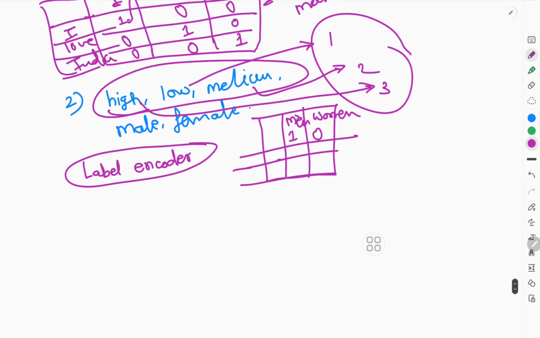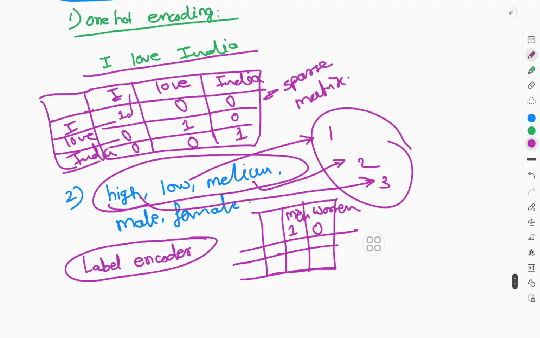But there were a lot of issues in that encoding. Suppose there is one sentence or one paragraph, or one book or letter which contains 100 or 10,000 words. Imagine you need to create 10,000 rows and columns, and you need to assign all those values. It will create a huge memory issue. So in that case, one hot encoding is not applicable.